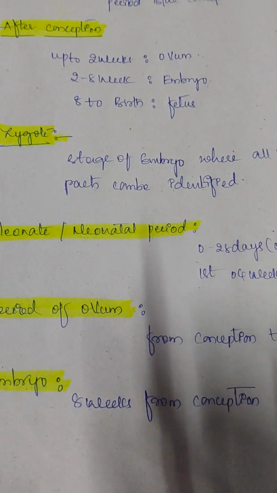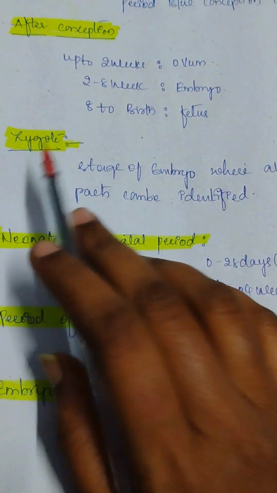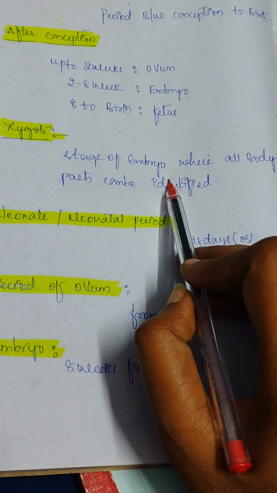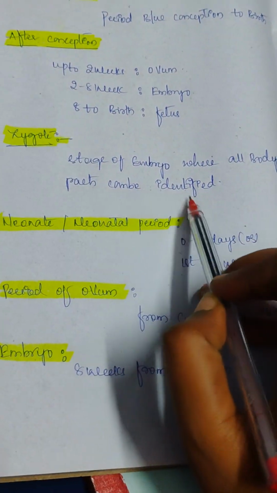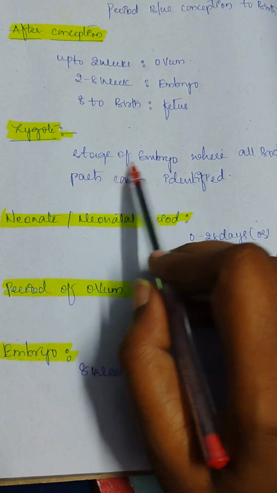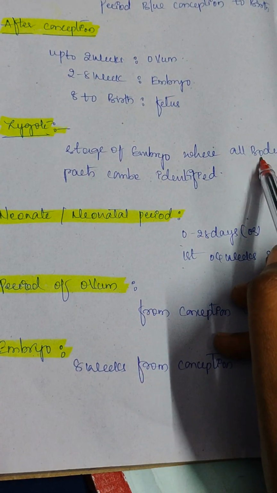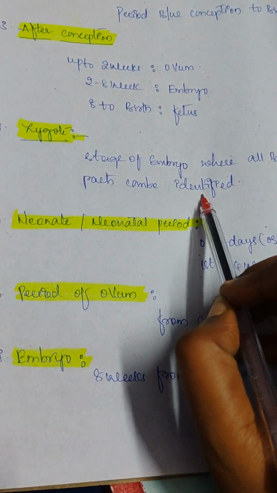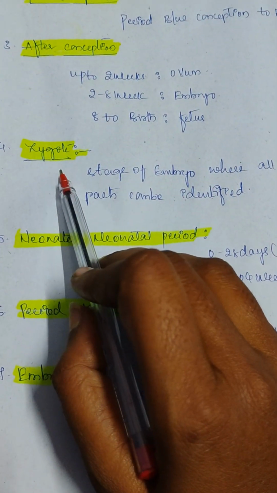Okay, then what is meant by zygote? The zygote is nothing but a stage of embryo where all body parts can be identified. A stage of embryo where all body parts we can identify. So that period is called zygote period.